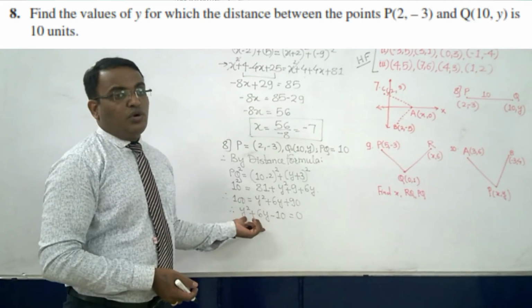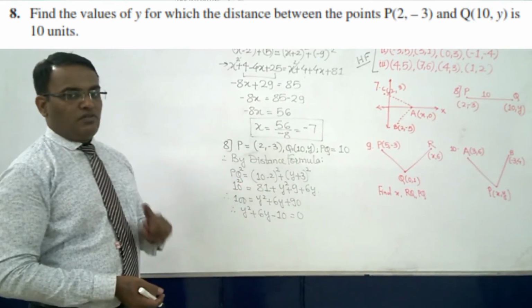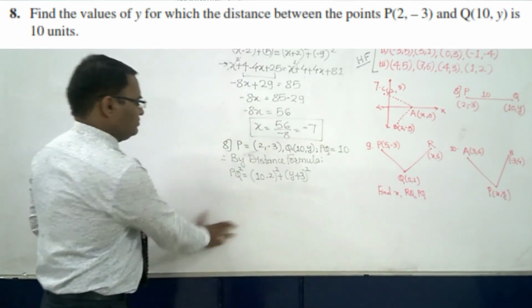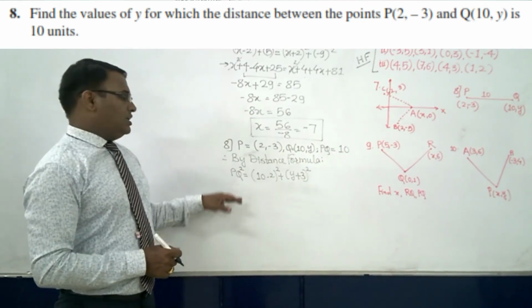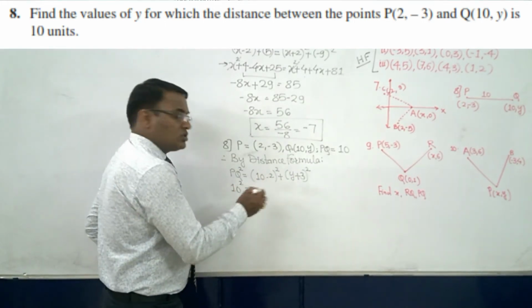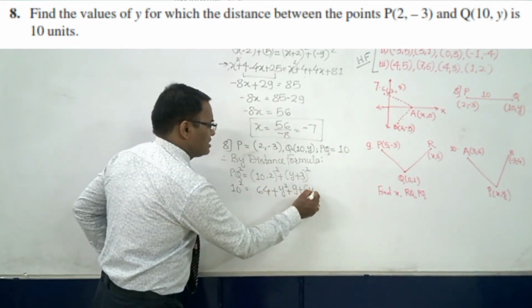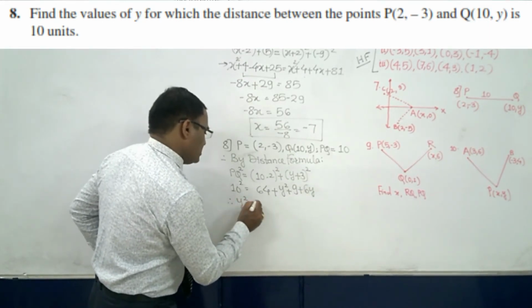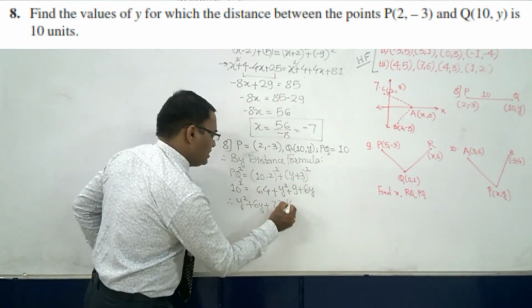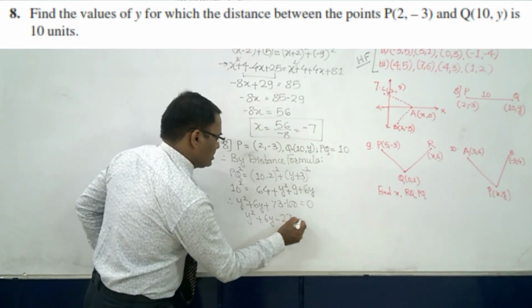Now by the quadratic equation you can find it out very easily. Okay, now one mistake. We know that PQ square is what? PQ is 10, so it is 10 square. 10 minus 2 is 8, so it will be 64. And then y square plus 3 square is 9, plus 6y. Therefore the final answer is y square plus 6y plus 64 plus 9, that is 73, minus 100 is equal to 0. Or it will be y square plus 6y minus 27 is equal to 0.